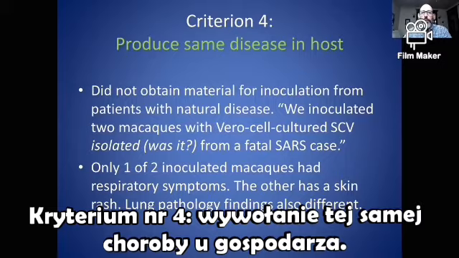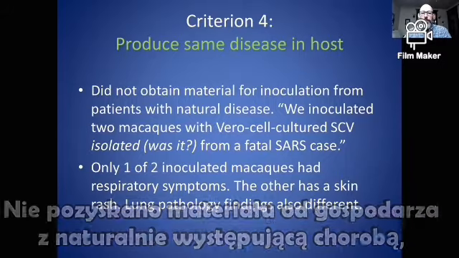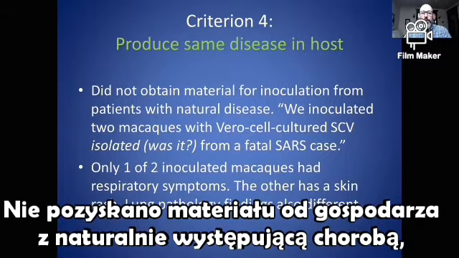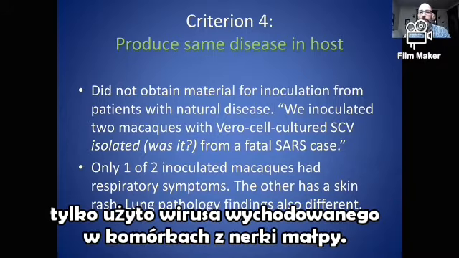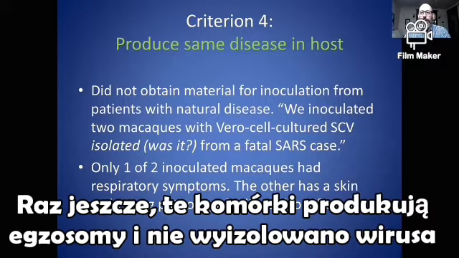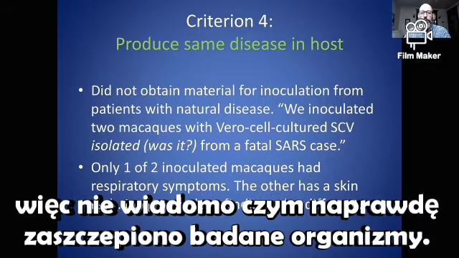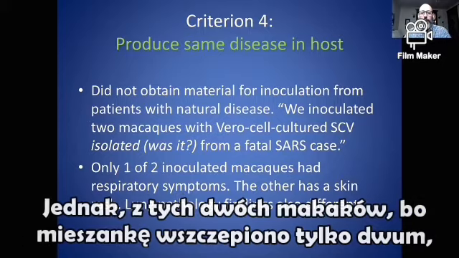So criterion 4, produced the same disease in the host. They did not obtain material from patients with a natural disease. Instead, they used the virus that was cultured in monkey kidney cells. So once again, those cells would be producing exosomes, and the virus was never isolated, so it's not really clear what exactly they're inoculating them with at all.